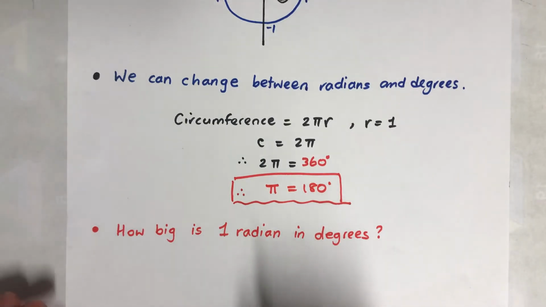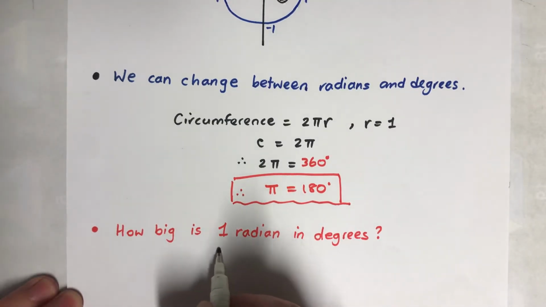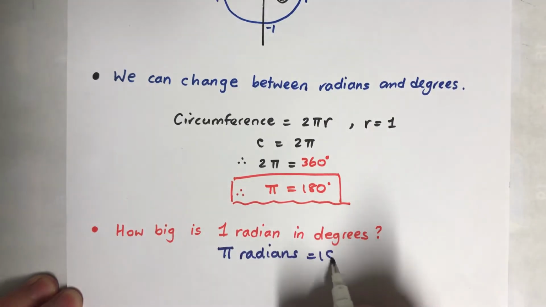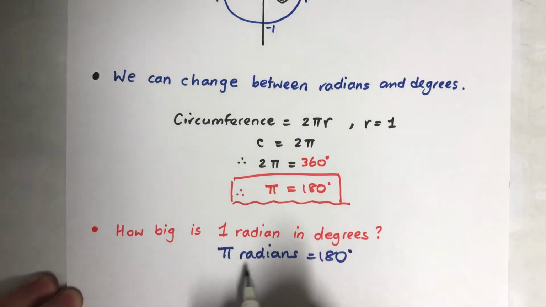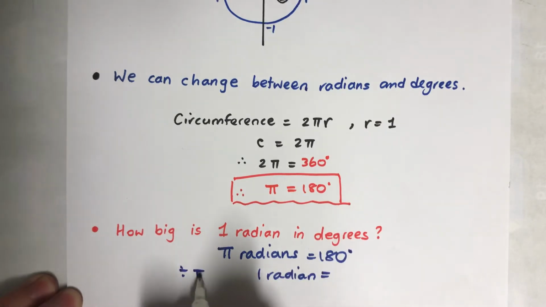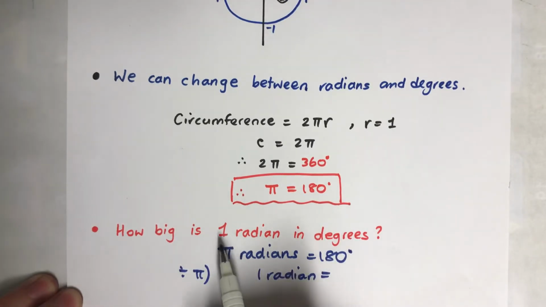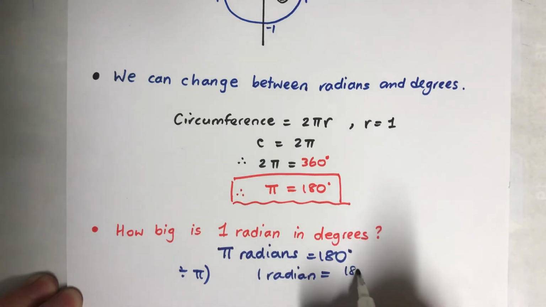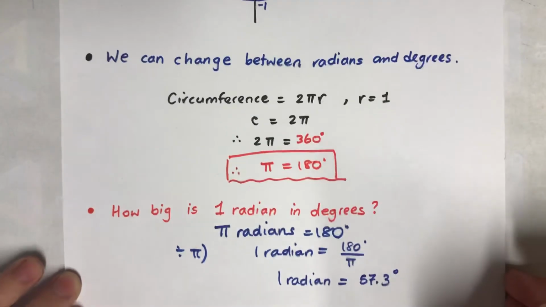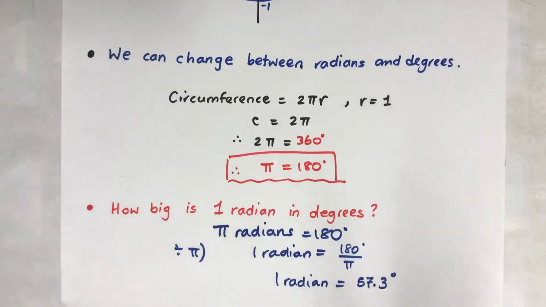So if I want to know 1 radian, I know that pi radians equals 180 degrees, yeah? So if I want to change it into 1 radian, I just have to divide by pi on both sides, isn't it? Pi divided by pi will be 1. So 180 divided by pi. Put that in your calculator, and 1 radian equals about 57.3 degrees. Okay, so that's how big 1 radian is.